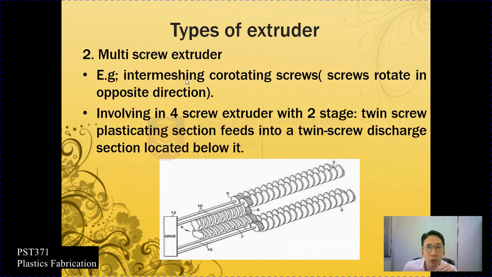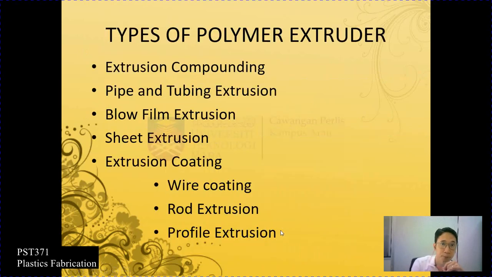For example, intermeshing co-rotating screw rotate in opposite direction ni saya cakap tadi, involving in four screw extruder with two stages, twin screw plasticating section fit into a twin screw discharge section located below. Okay, so kalau kita tengok mula-mula dia ada twin screw kat sini, and then you go another two twin screw. Sebab first dia untuk plasticating sahaja, untuk dia soften. And then dia baru masuk dekat bahagian the other two screw untuk mixing of the raw material.